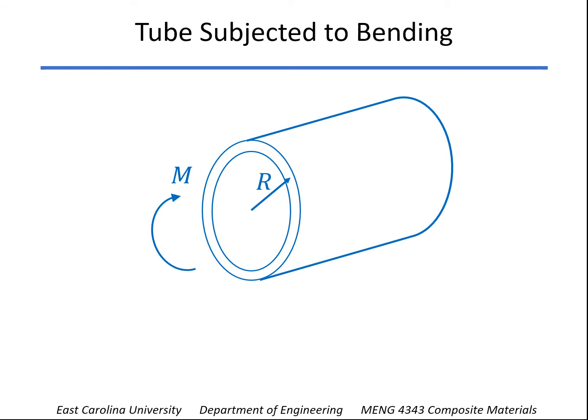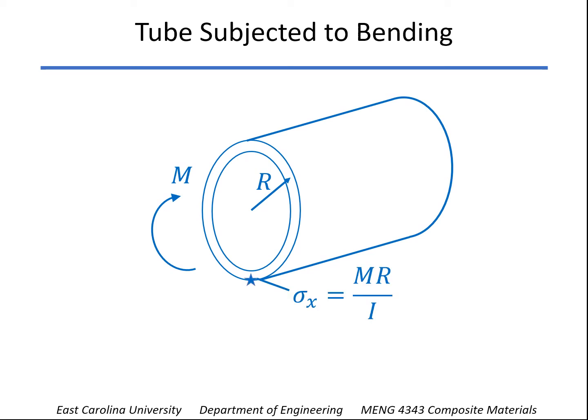So here's a tube, and it's going to have a bending load on it, this bending moment M. The nominal radius of the tube is capital R, shown here. And from mechanics of materials, we know that a body that's under bending is going to have maximum or extreme values of stress, Mc over I.